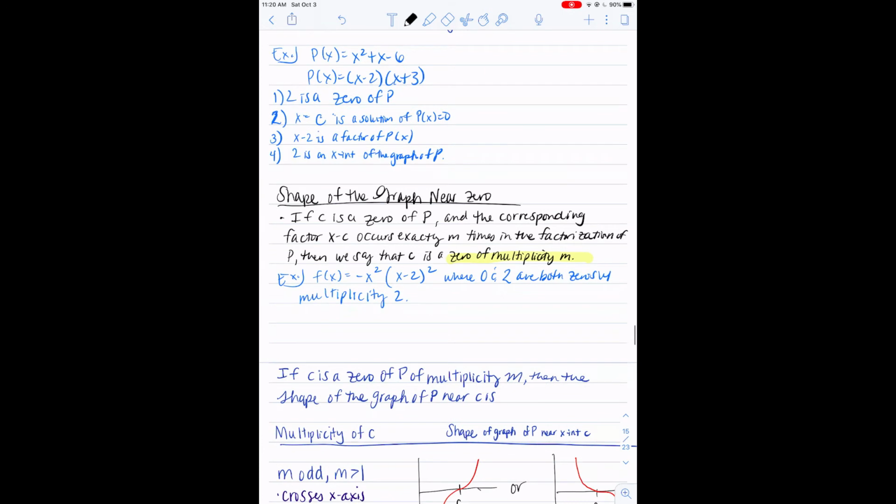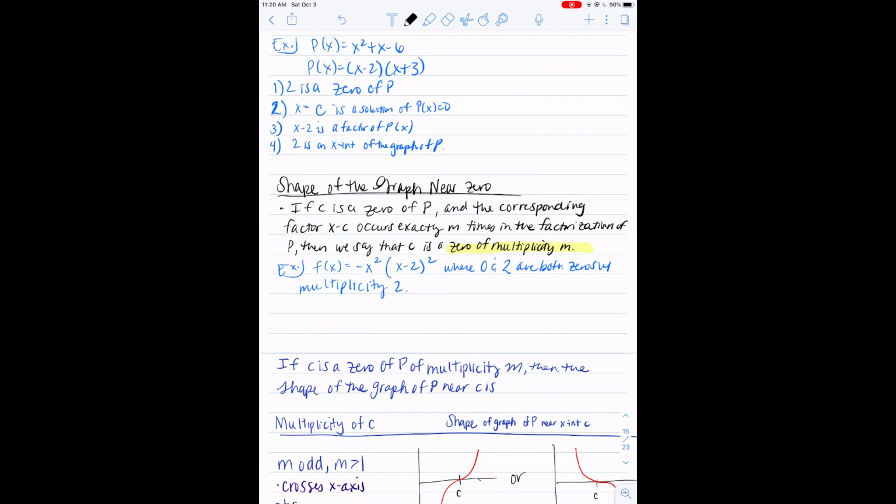For example, we have p of x equals x squared plus x minus 6. If we factor it, we have p of x equals x minus 2 times x plus 3. So if we set x minus 2 equals 0, x equals 2 is our zero, or one of our zeros.